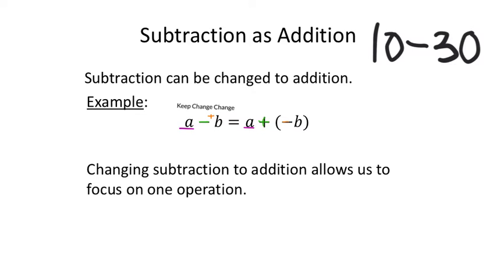So keep, change will change any subtraction problem into addition. We do not use keep, change with multiplication or division, okay? But again, like it says down here at the bottom, we change these into addition, so we only have to remember one set of rules, and that would be the rules for addition. There are different ways to do this, yes, but if you can just get the algorithm down, then you can do any subtraction problem with negatives by changing it into addition problems, all right?